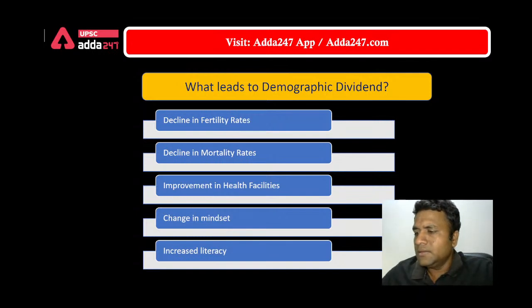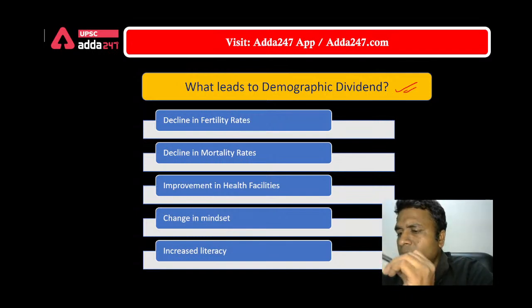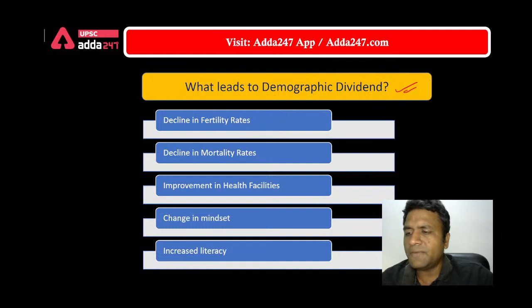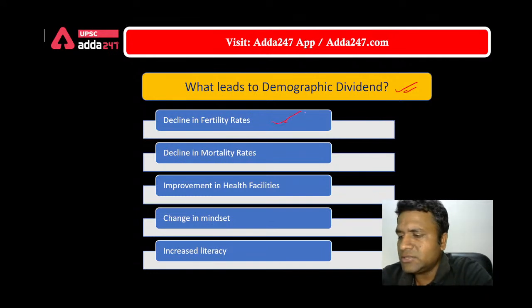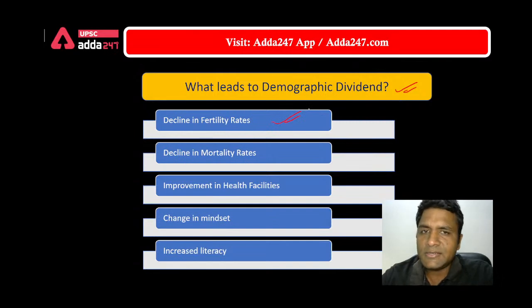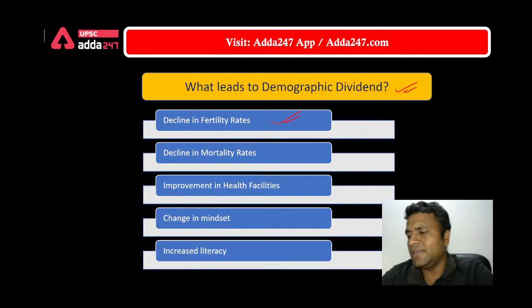So what leads to demographic dividend? What can lead to benefit from our demography? It has to be the decline in fertility rates, because then the birth rate will reduce. That means the dependent young population from 0 to 14 will reduce, and that will lead to more population in the working age.